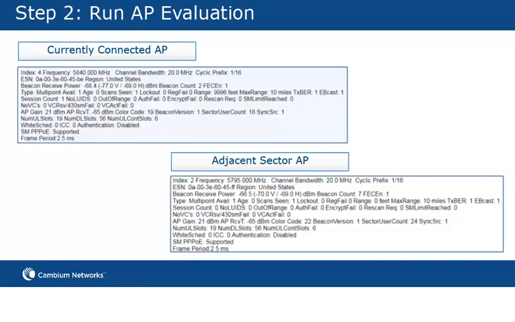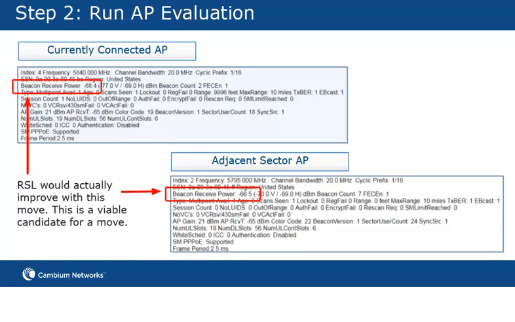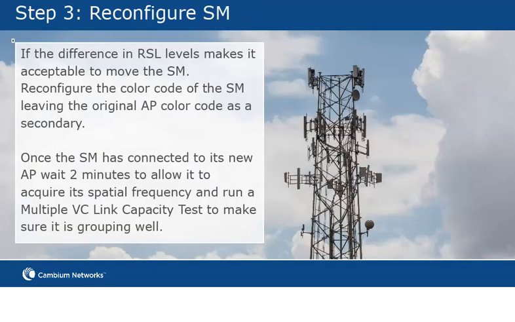For each candidate SM, log into the GUI and browse to Tools and then select AP Evaluation. Make sure that the adjacent sector frequencies are in the scan list of the SM and click Rescan APs. If the adjacent sector is a viable alternative, then it will show up in the list with an RSL similar to the currently connected AP. If the difference in RSL levels makes it acceptable to move the SM, reconfigure the color code of the SM, leaving the original AP color code as a secondary.